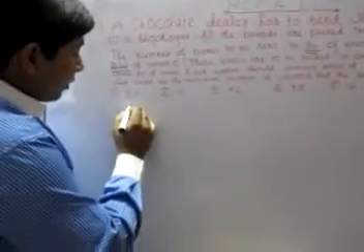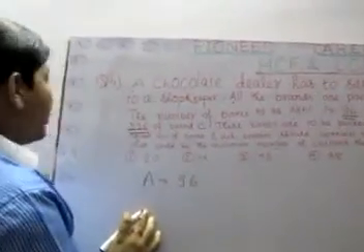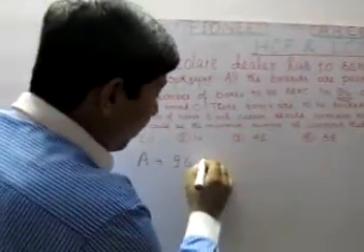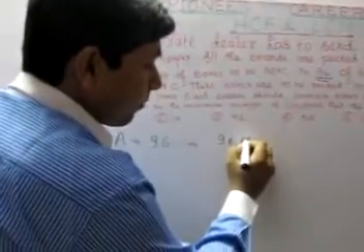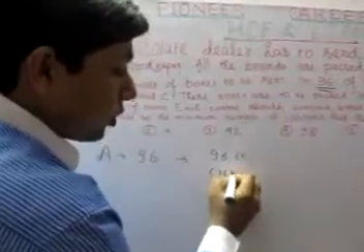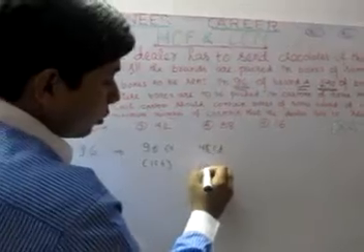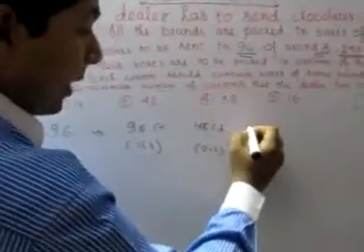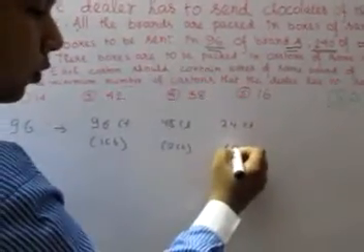So just start with brand A. For brand A, we have 96 chocolates to send. So in how many cartons can we pack it? We can pack it in 96 cartons with 1 chocolate each, or in 48 cartons with 2 chocolates each, or in 24 cartons with 4 chocolates each, and so on. So basically these are the factors of 96.